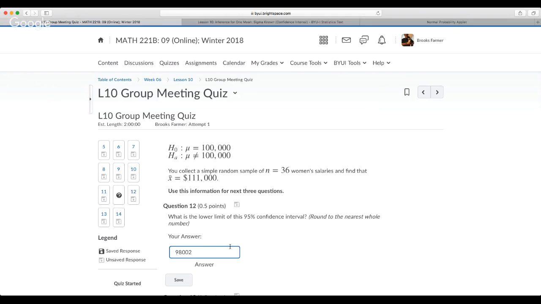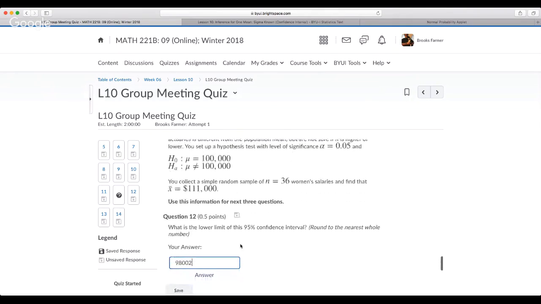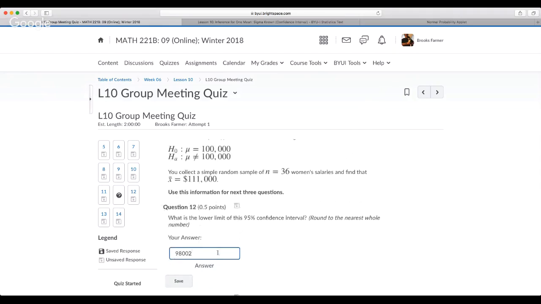Well, hang on. So the first number should be 110,000. So make sure you got 4 zeros there. Then the z-score is 1.96. Deviation is 36,730. And your sample size is 36. So you should have the square root of that. I'm not noticing any problems in my math, but if you're getting something else, let's just double check.